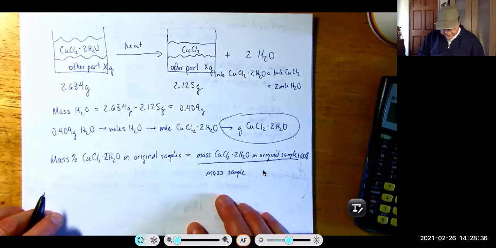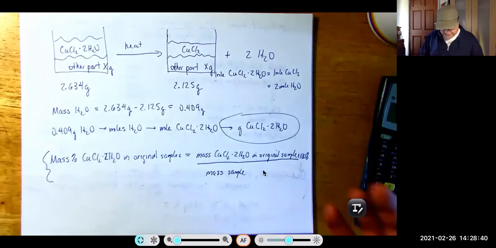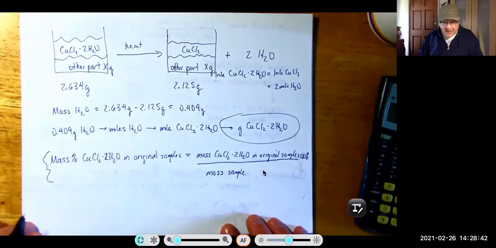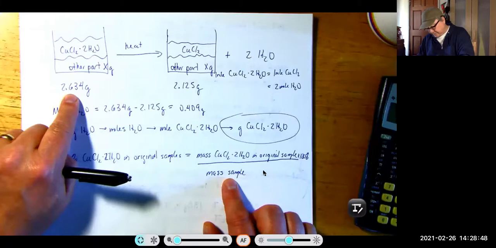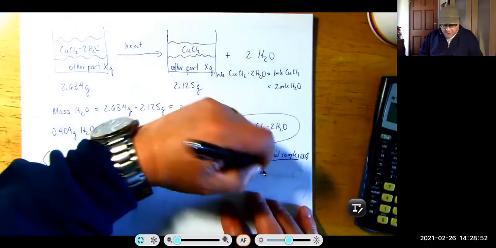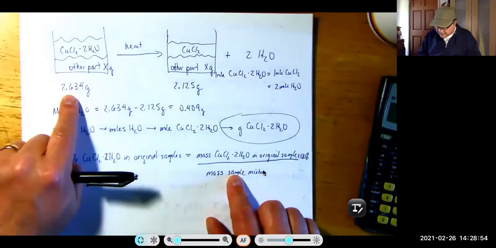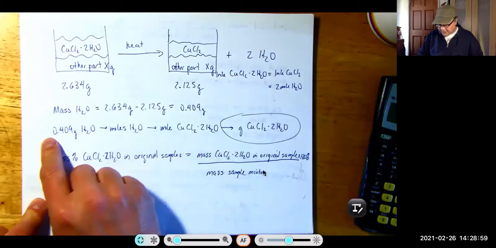So with this equation right here, what do we know for certain? We know that the mass of the sample is 2.634 grams. So we already know that number on the bottom. We just have to figure out the mass in the original sample. And this is the way we're going to go about doing it.